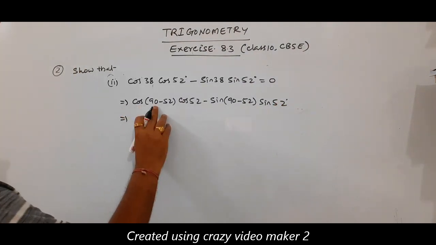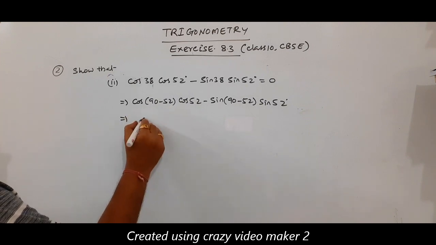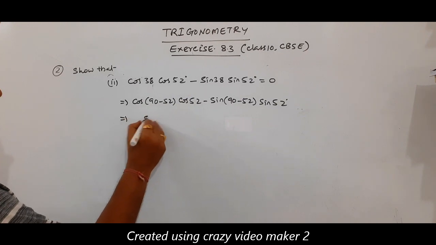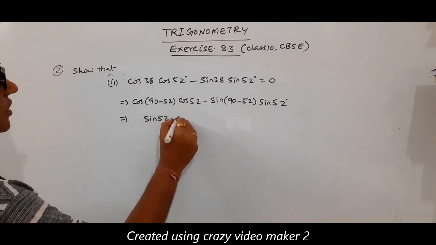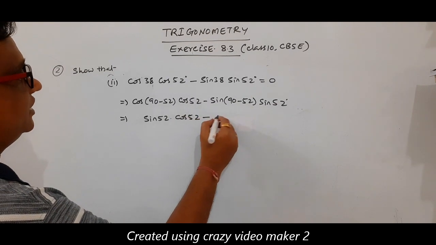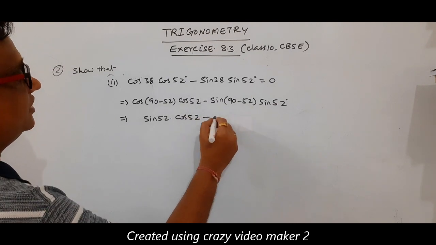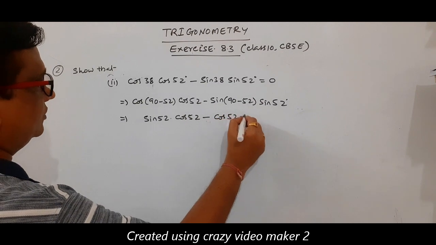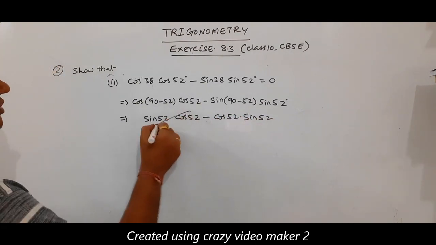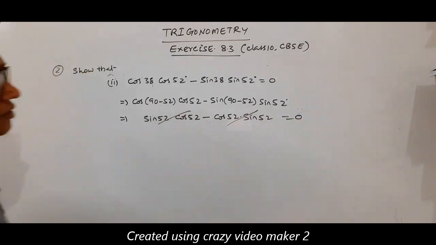Now cos of 90 minus theta means sin theta, so that is sin 52. And this one, sin of 90 minus theta, is cos 52. So cos 52 minus sin 52, all are the same. So these two are cancelled, 0 will come.